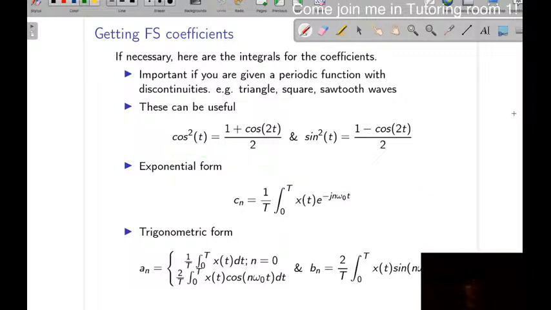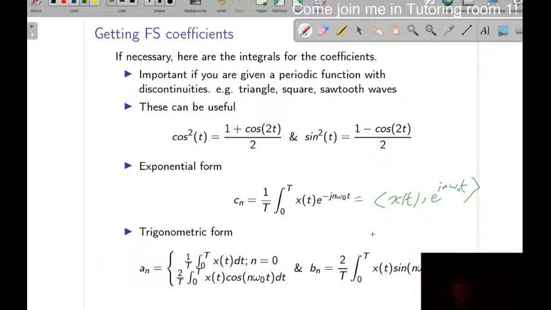If we take the exponential form, the complex exponentials, the coefficients for the exponential form are going to be this integral here. We multiply this x of t times the inverse of the complex exponential, e to the minus j n omega naught t, and this is just from 0 to T. This is what you call the inner product for the two functions, if you've ever heard that language in another course, maybe linear algebra.